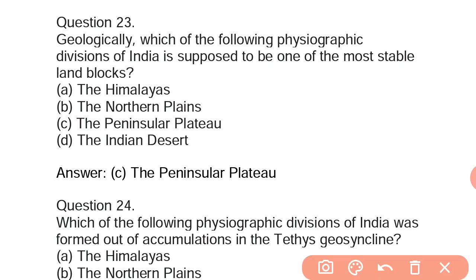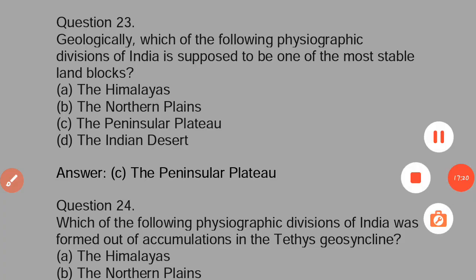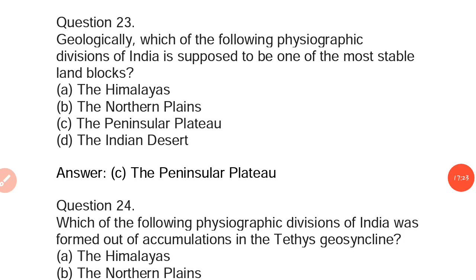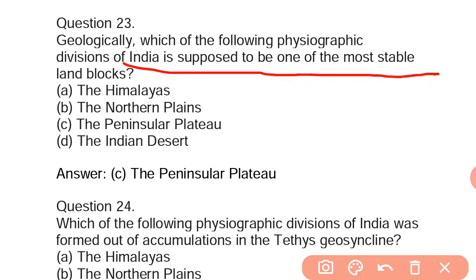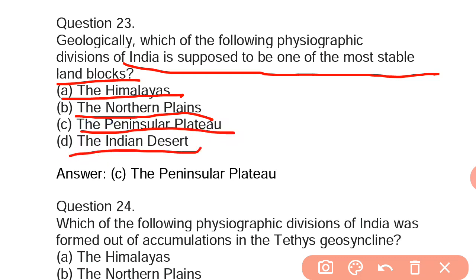Geologically, which of the following physical divisions of India is supposed to be one of the most stable land blocks? Option A Himalayas, option B Northern Plains, option C Peninsular Plateau, option D Indian Desert. Option C Peninsular Plateau. Next question.